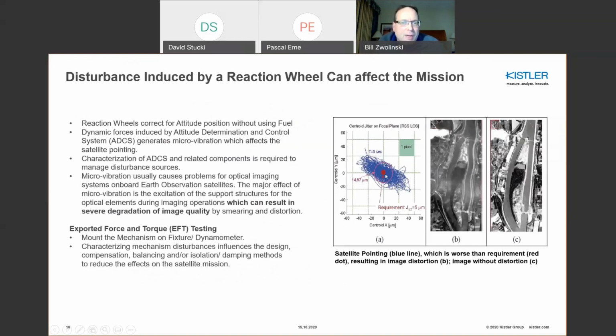So this red spot might be the requirement, but you're getting some larger deviation due to, say, an unbalanced reaction wheel, or perhaps there's other devices on the satellite that are also contributing to a poor pointing. So fundamentally, the exported force and torque testing really wants to be used to characterize, but also to help balance the reaction wheel as well.